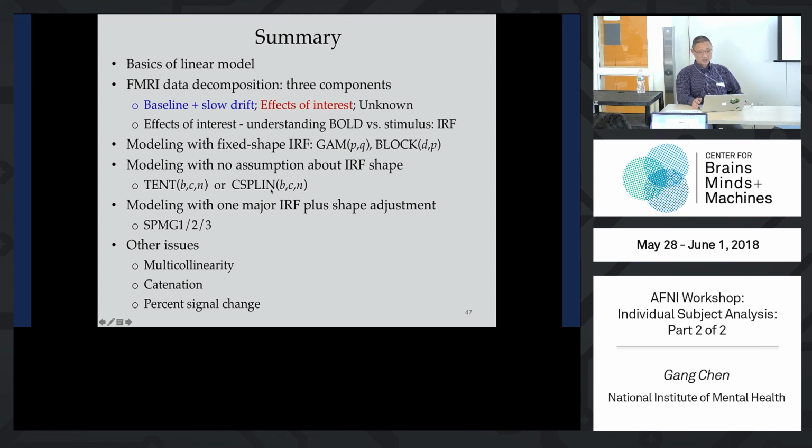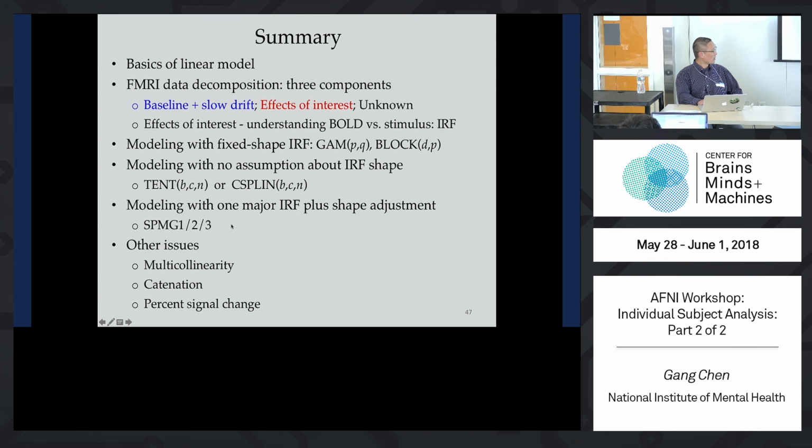But I believe in other implementations, they do require the stimulus timing to be locked with the TR. If they are not locked, I don't know whether they have a solution or not. But at least in their implementations, that's a requirement. So that's some subtlety about the multiple basis function approach.